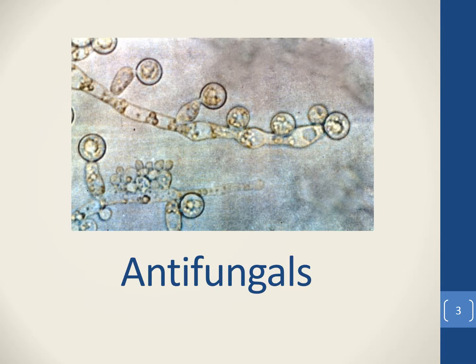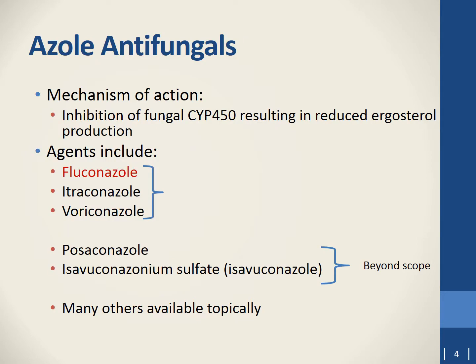So we'll get started with our antifungal agents. We'll begin with the azole antifungals. You're probably familiar with fluconazole, which is the most widely used of the azole antifungals, used very frequently in the outpatient setting for candida-related infections. As a class, the azole antifungals inhibit fungal cytochrome P450, and this essentially then reduces ergosterol production, and the fungal cell then cannot survive. So the agents that we'll cover or touch on today include fluconazole, itraconazole, and voriconazole.